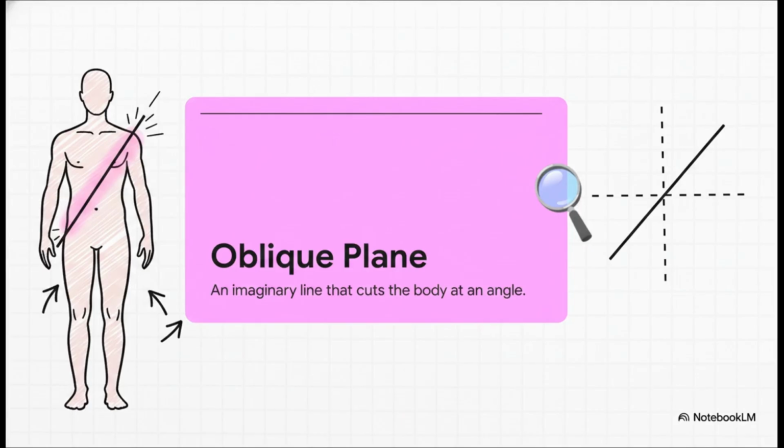We just have one final plane to cover here, and that's the oblique plane. Think of this one as the rebel of the group. It is strictly angled. It's neither purely vertical nor purely horizontal. If an imaginary line cuts the body at any sort of diagonal angle, you are looking at an oblique plane.